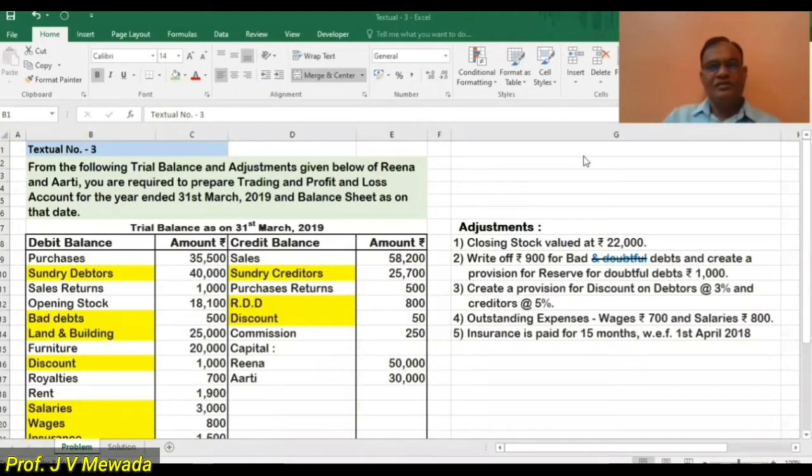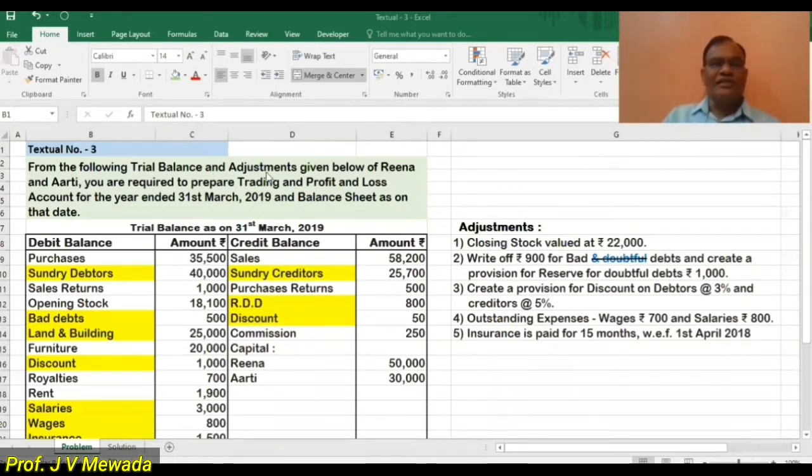Hello friends, today I'll solve problem number 3 of the textbook. Before solving the problem, you have to follow the steps as I told you earlier: prepare the format, marking of the trial balance, transfer of trial balance, transfer of adjustments and closing of various accounts. So let us first read the trial balance.